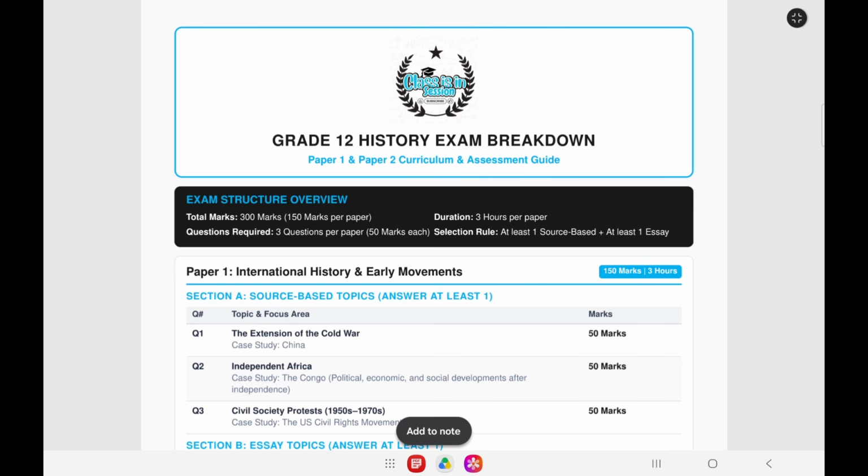So let's go through the document. Examination structure overview. Total marks 300 marks, 150 marks per paper. The duration is 3 hours per paper. The questions required are 3 questions per paper. They are all worth 50 marks each, meaning in paper 1 you have to answer 3 questions, and in paper 2 you have to answer 3 questions. Then the selection rule: at least one source based, at least one essay based. Then you choose an extra question that you prefer.